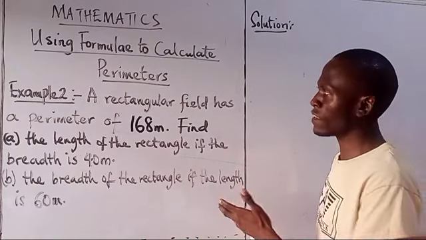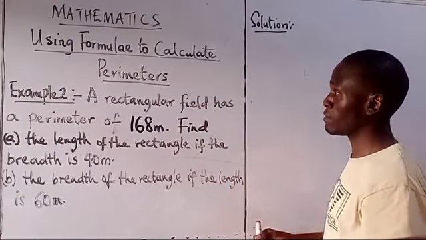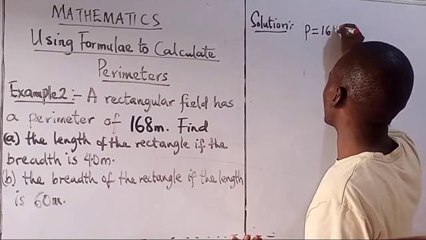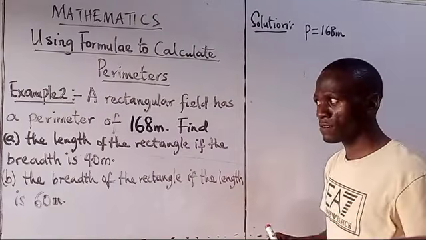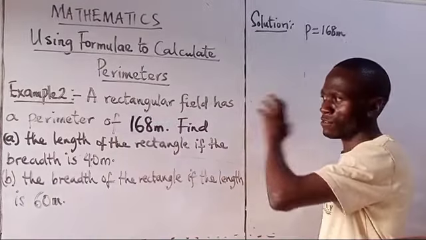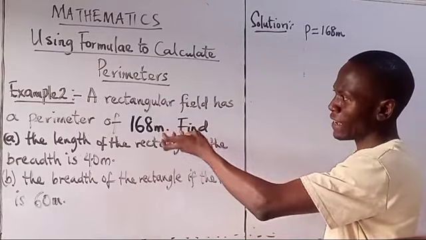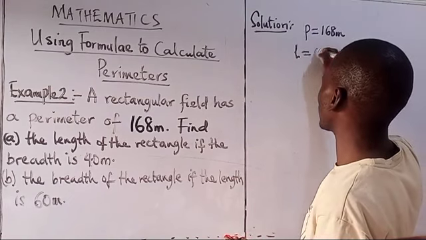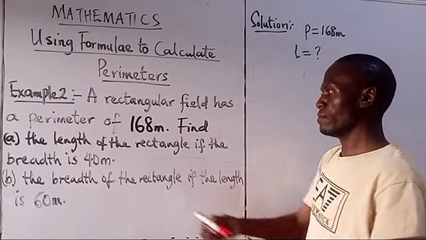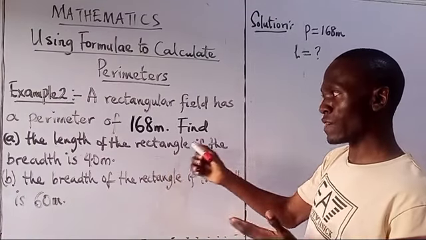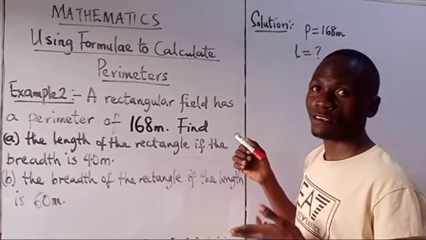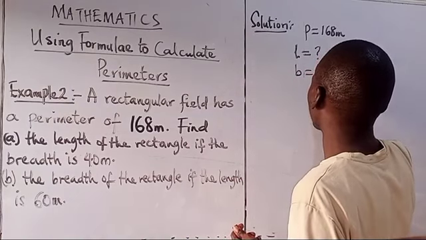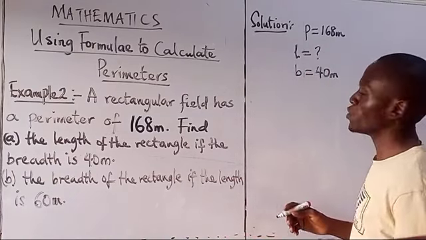Like I said, we interpret: the rectangular field has a perimeter of 168 meters. Right. P equals 168 meters. That is what we have written down, what was mentioned in the question. Now we have to find the length. L is what we don't know. The length of the rectangle, if the breadth is 40 meters. What do we do here?